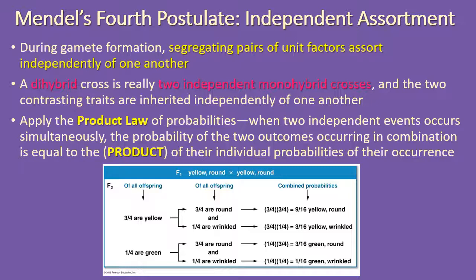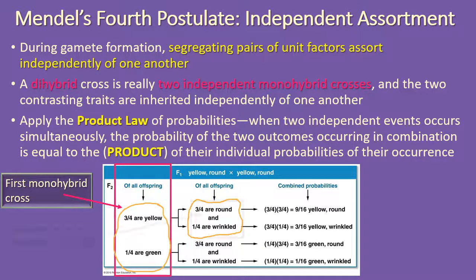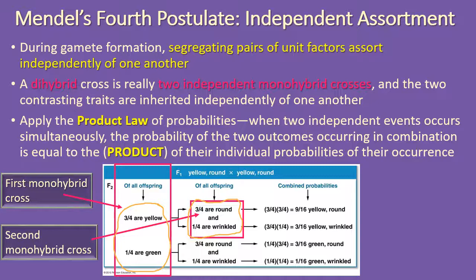So you can see here, this is if we were just looking at yellow versus green. And we know that the result of a monohybrid cross is 3 to 1. So 3/4 are yellow and 1/4 are green. Then this is our wrinkled and round monohybrid cross. And so here we have 3/4 round, 1/4 are wrinkled. And then you have to do it a second time because we want to compare against all the different possible combinations. So that's our first monohybrid cross. This is our second monohybrid cross.